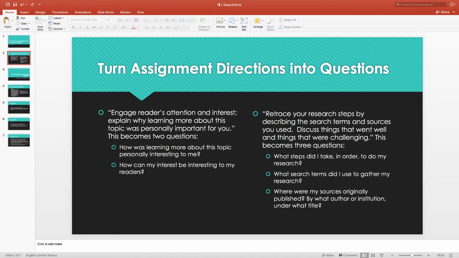This becomes three questions. What steps did I take in order to do my research? And yes, that does mean that most of you are going to have something pretty similar here, but there are bound to be some differences here and there. And of course, you're describing it from your own perspective, so that's going to be original and unique. Second question, what search terms did I use to gather my research? So what did you type into Google? And third, where were my sources originally published?